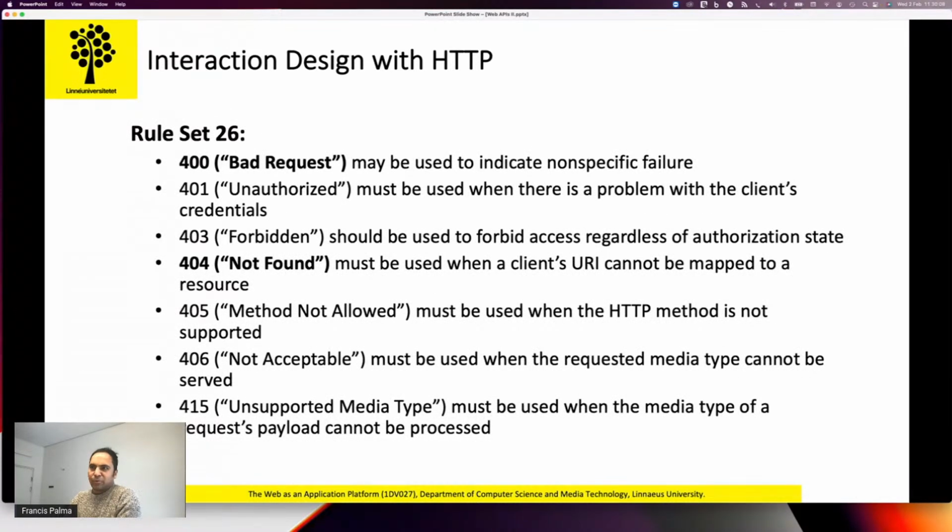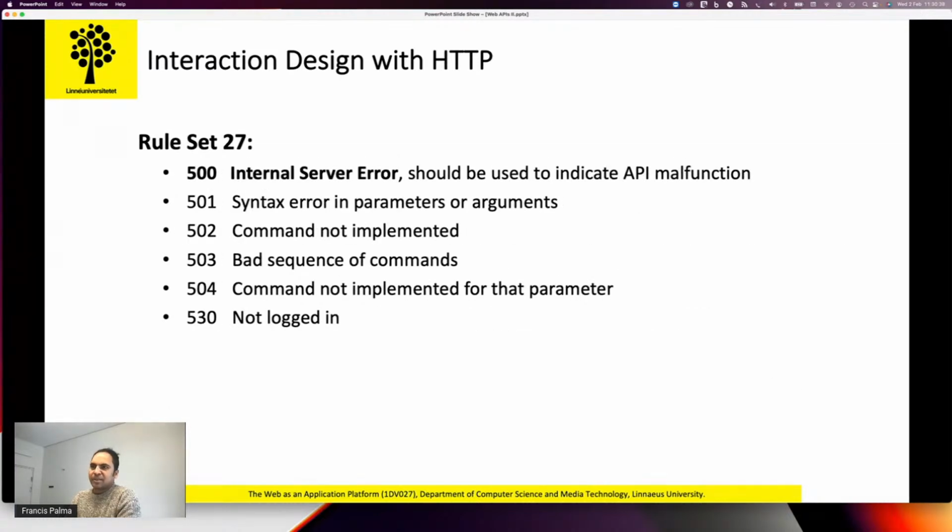Same for rule 26, which is the client error. If the client is sending a malformed request or unauthorized request, or sending a method that is not acceptable and so on, you should properly identify those status codes, or properly identify the error types, and send them to the client. Same for the server error. You should also use the proper status code if there is a problem on the server side.